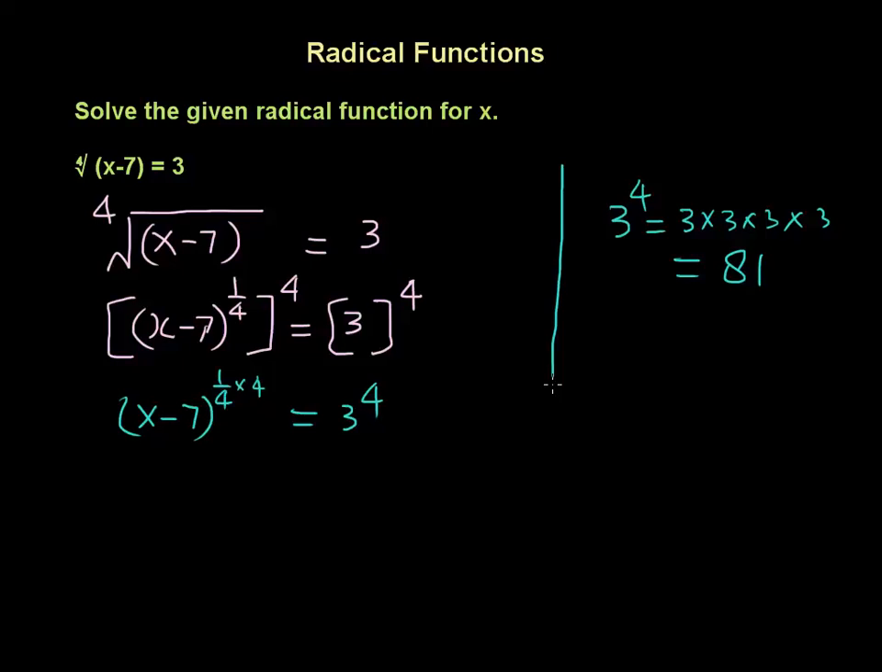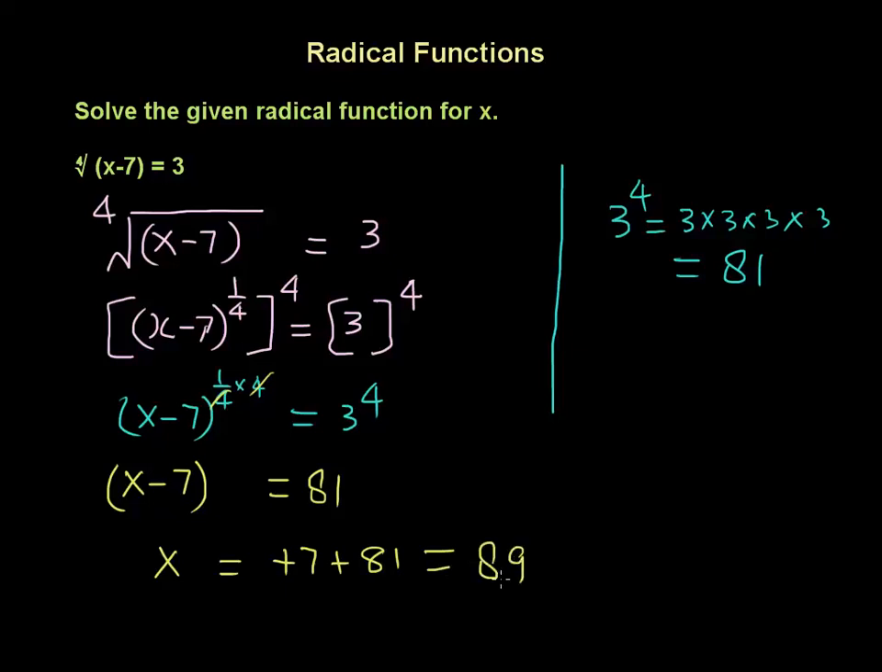The left hand side will be simply x minus 7, as the 4s cancel, so the power is 1, and that is equal to 81. So x will be equal to, minus 7 goes to the right hand side, becomes plus 7, plus 81, which is 89. Oh, sorry, 88. This is 88. So x is 88, and that is your final answer.